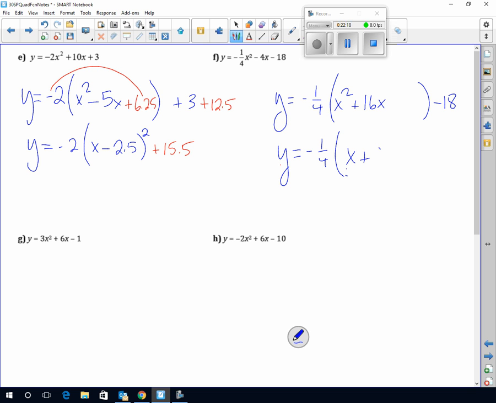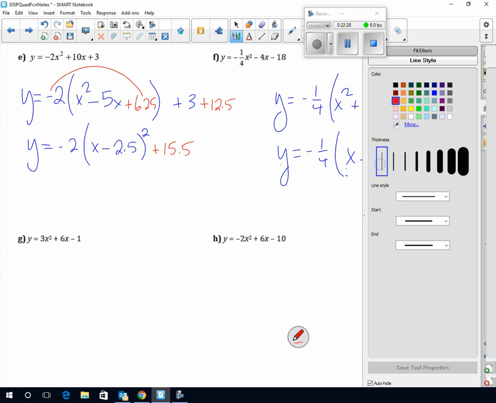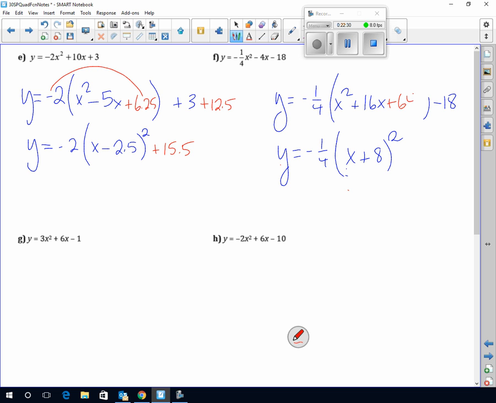Plus 64, but again, this is not really adding 64. I'm actually subtracting what? 16, which means I add 16 there. So minus 18 plus 16 is minus 2. Who got that one right? 2 people got it. 3 people got it right. 4 people got it right.